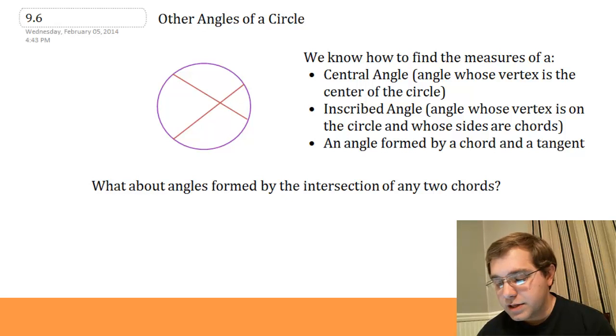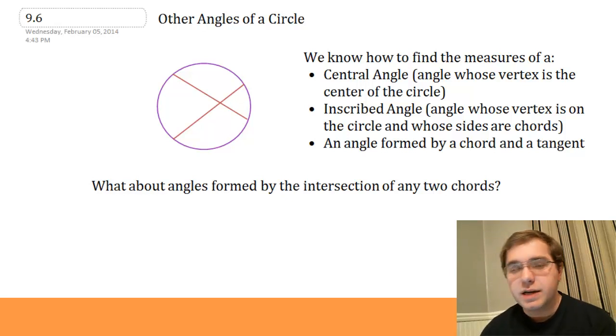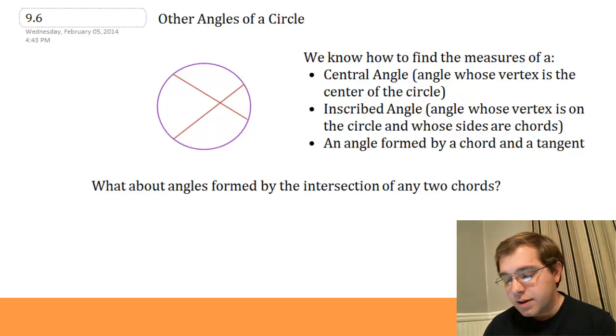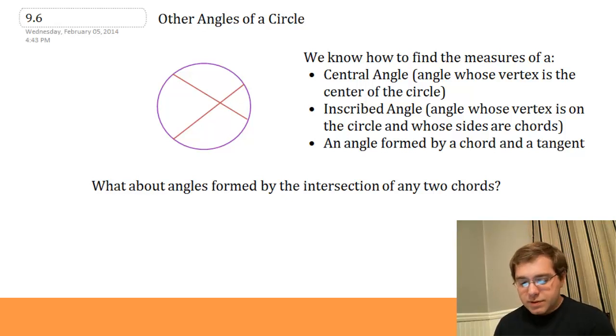We also know how to find the measure of an inscribed angle. Remember, an inscribed angle is an angle whose vertex is on the circle and whose sides are chords of the circle. That measure is half of the measure of the intercepted arc. And we know how to find the measure of an angle formed by a chord and a tangent, which is also half the measure of the intercepted arc. But there are a bunch of other angles that we can form with circles.